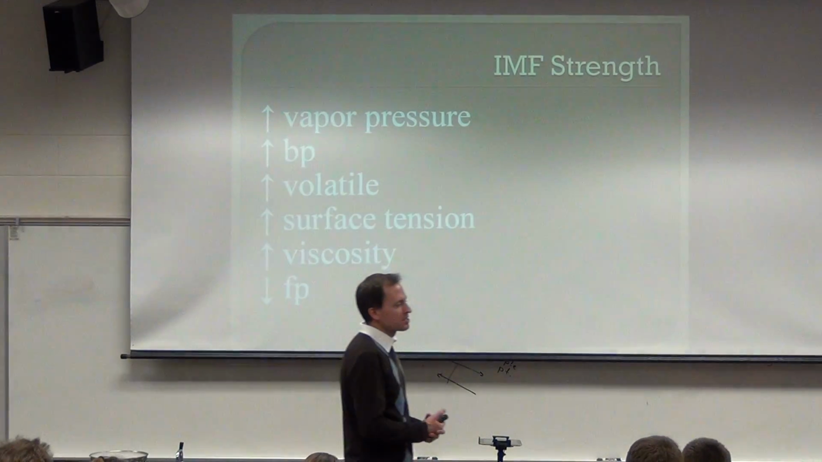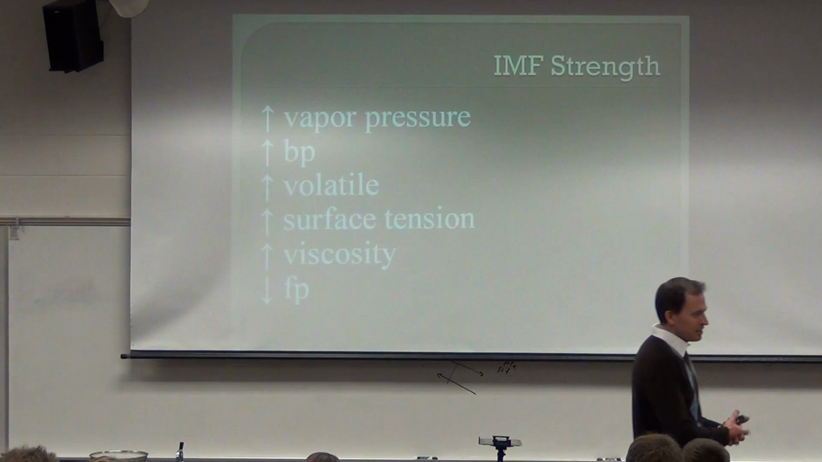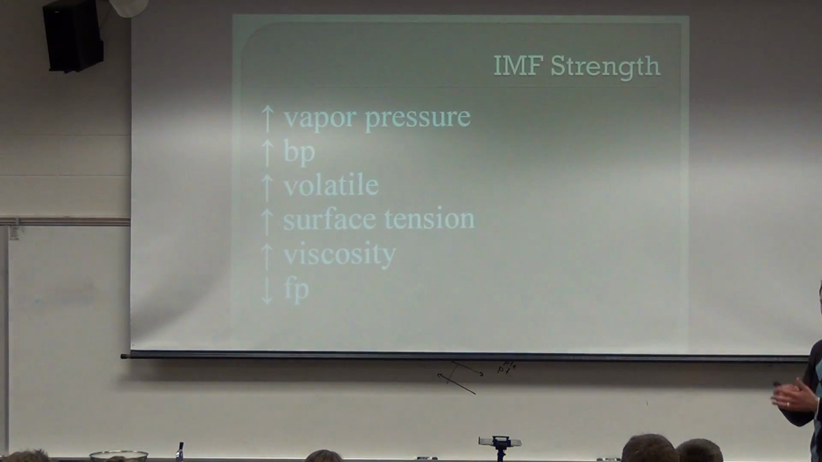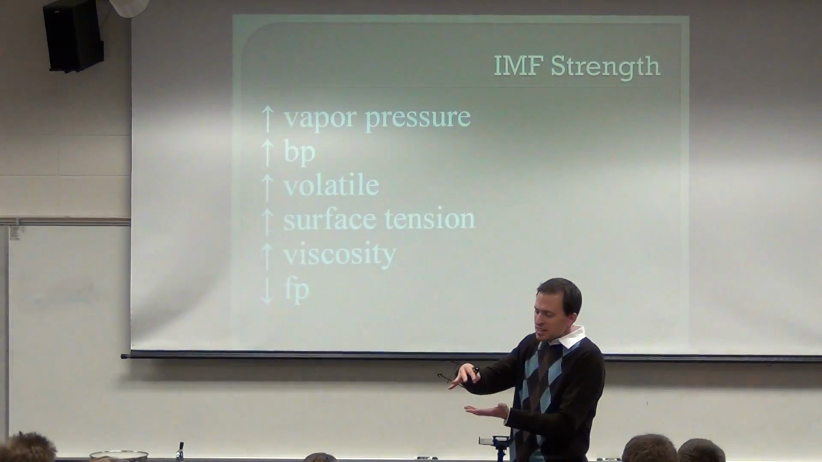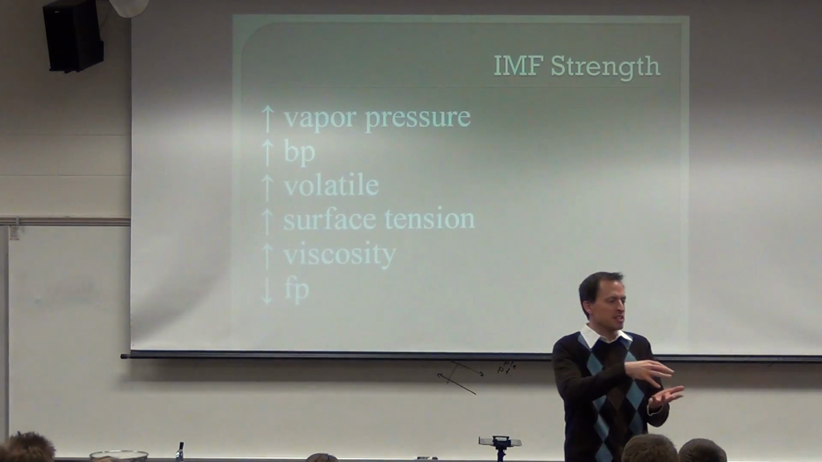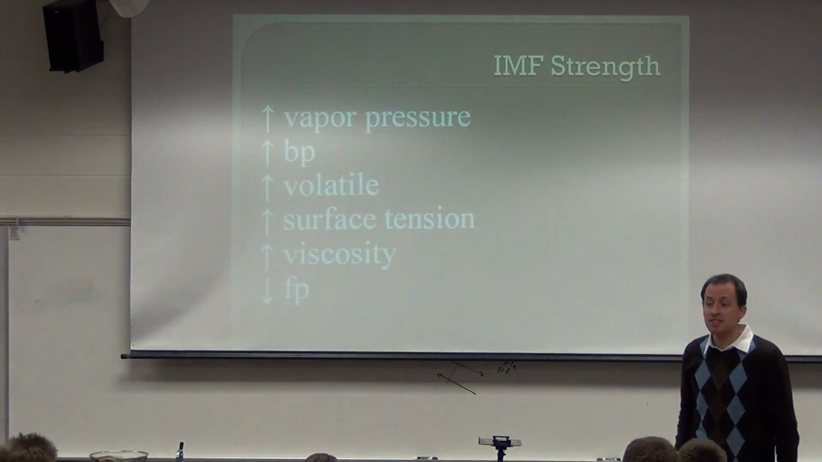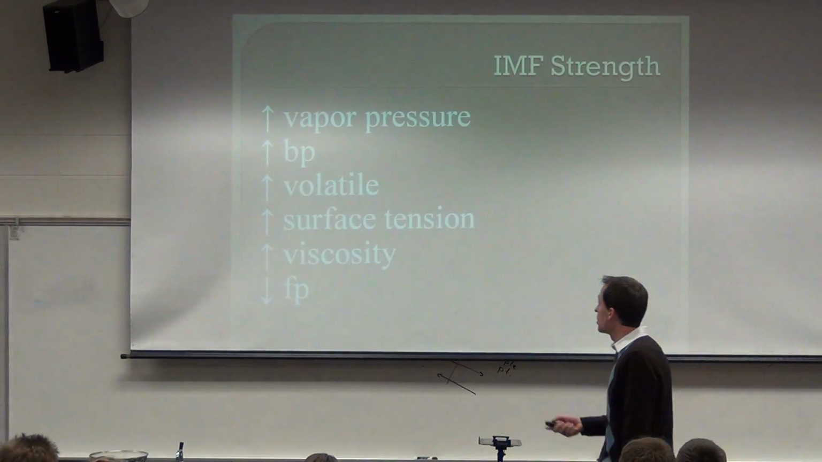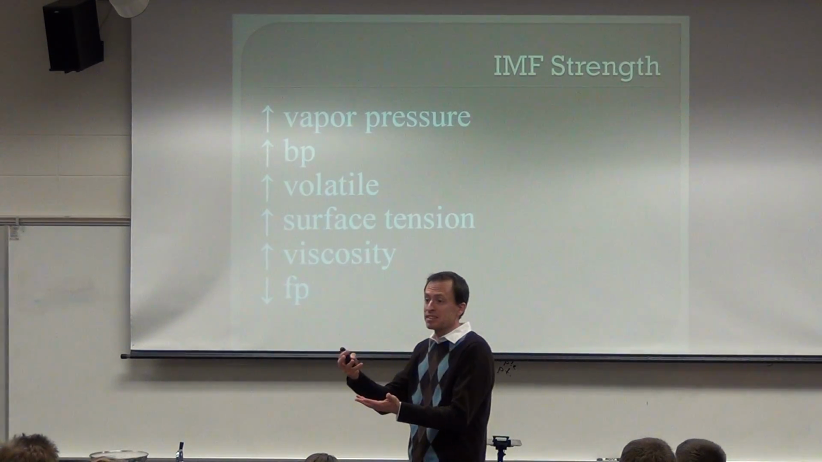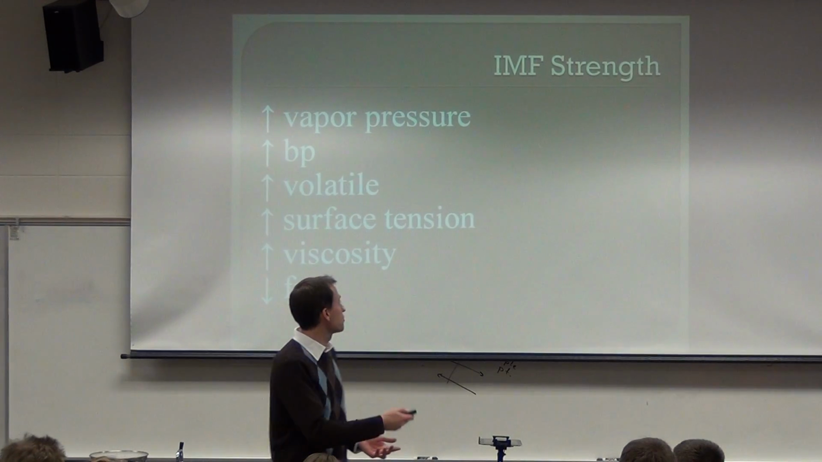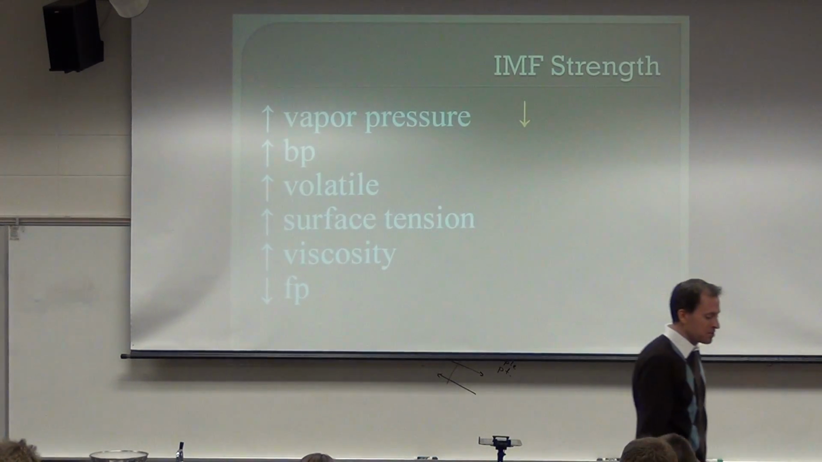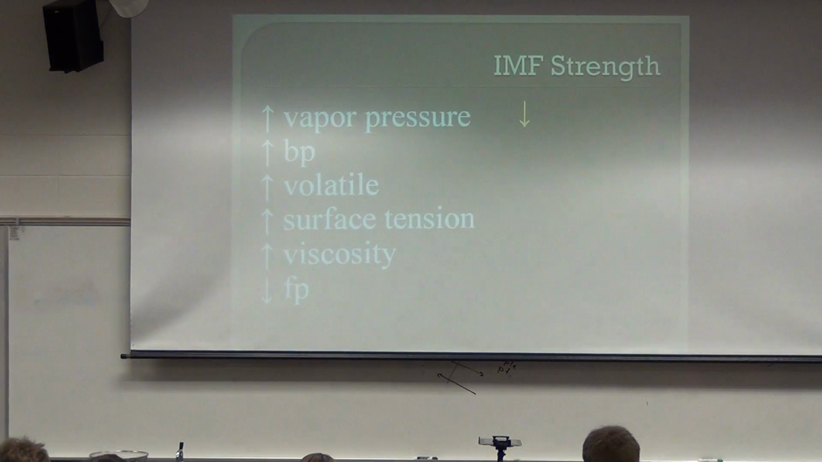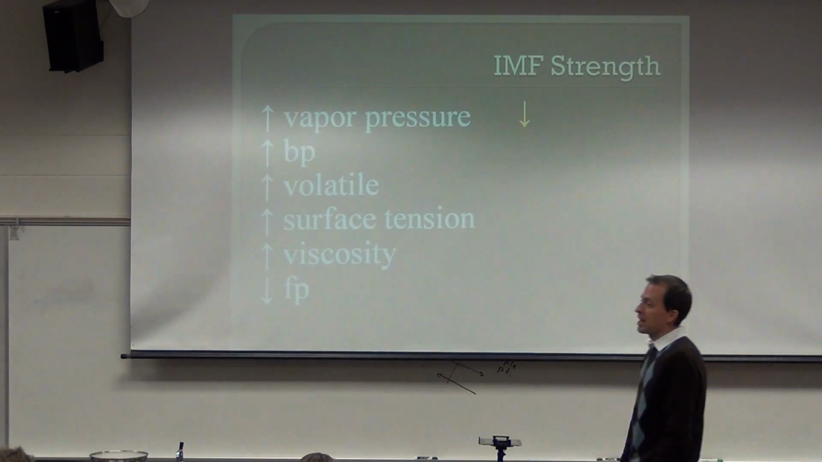The one that is the most confusing for most is vapor pressure. That's the pressure at the surface of a liquid, and the greater the vapor pressure, the more the molecules are escaping, so it will boil easier. If it's easier to escape, it's not attracted to itself, so the IMF strength would be less. So the greater the vapor pressure, the lower the IMF strength.